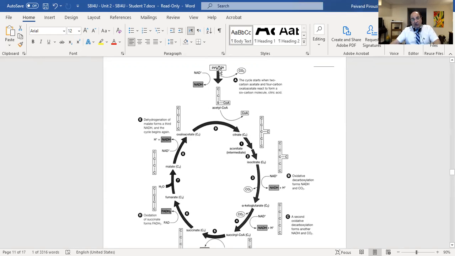So now the pyruvate coming from glucose, from glycolysis, comes into the mitochondrion, and now it's going to give acetyl-CoA that will be used. The CoA is going to be released. The acetyl is going to be used.